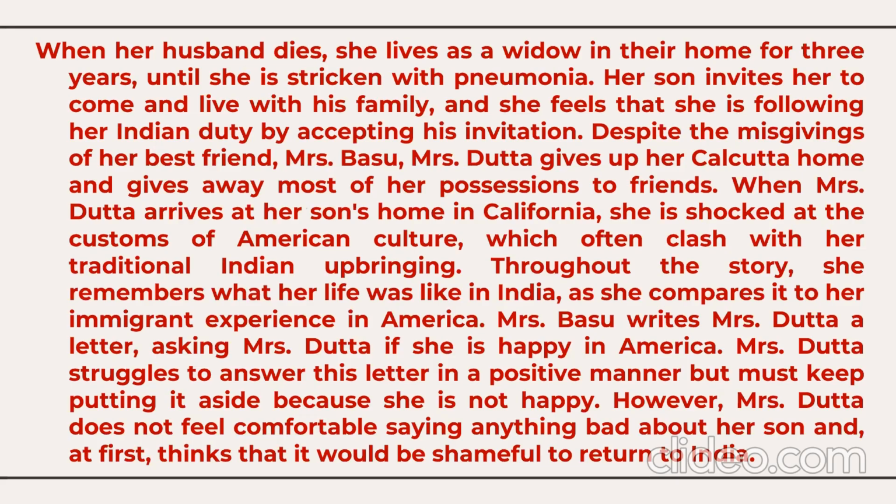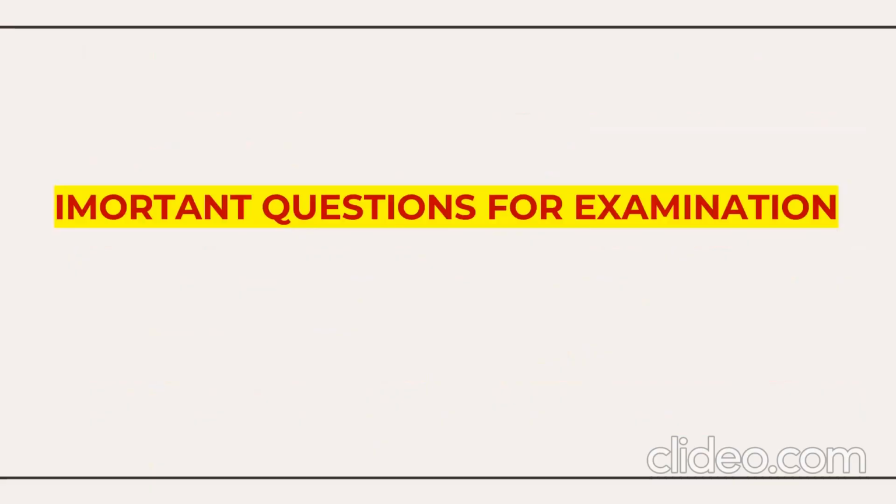When Mrs. Datta arrives at her son's home in California, she's shocked at the customs of American culture, which often clash with her traditional Indian upbringing. Throughout the story, she remembers what her life was like in India as she compares it to her immigrant experience in America. Mrs. Basu writes Mrs. Datta a letter asking if she is happy in America. Mrs. Datta struggles to answer this letter in a positive manner but must keep putting it aside because she is not happy. However, Mrs. Datta does not feel comfortable saying anything bad about her son and at first thinks that it would be shameful to return to India. So this was the summary of the lesson, Mrs. Datta Writes a Letter. Now let's have the discussion of the important questions from the textbook.